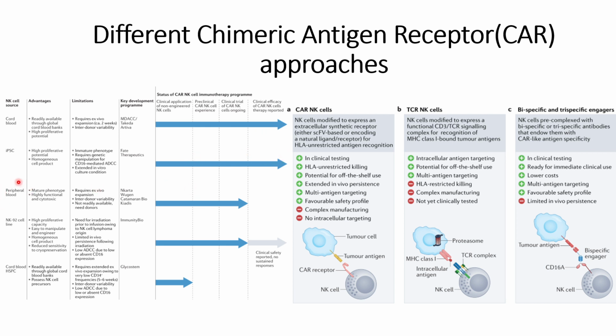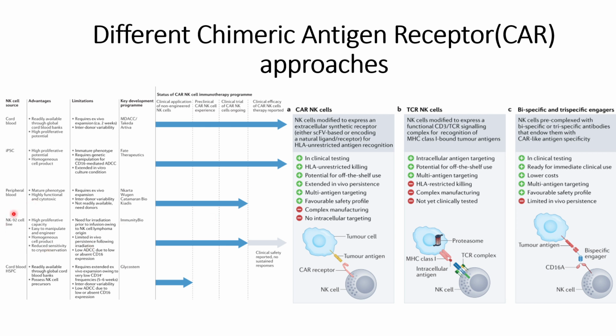The third one is peripheral blood. It has a mature phenotype and is highly functional as a cytotoxic cell, but it also requires ex vivo expansion. Another disadvantage is that the donors are not readily available, and it is in clinical trials, but it's not at the stage where it can be used commercially on patients who are affected with cancers.